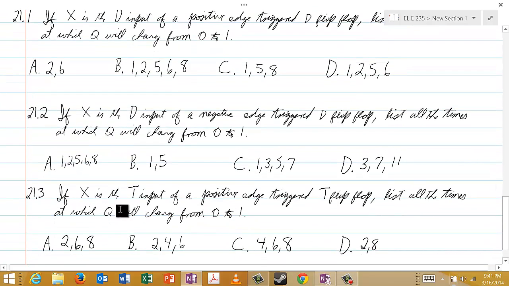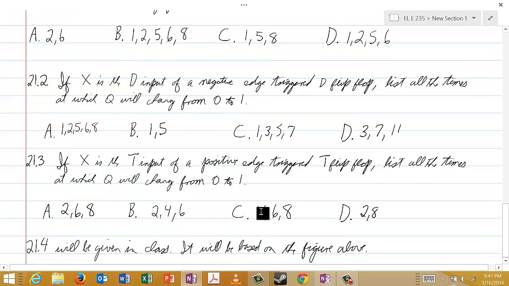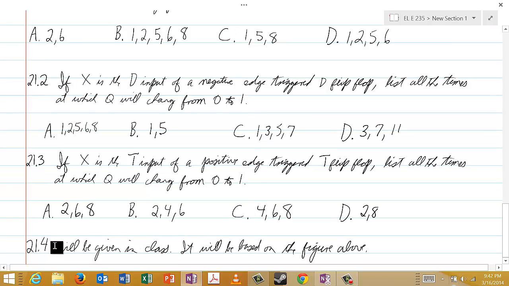And then finally, in 21.3, assume X is the T input of a positive edge triggered T flip-flop and list all the times at which Q will change from 0 to 1. And then 21.4 will be based on that same diagram, but it will be given in class. So that concludes Lecture 21, and good luck.